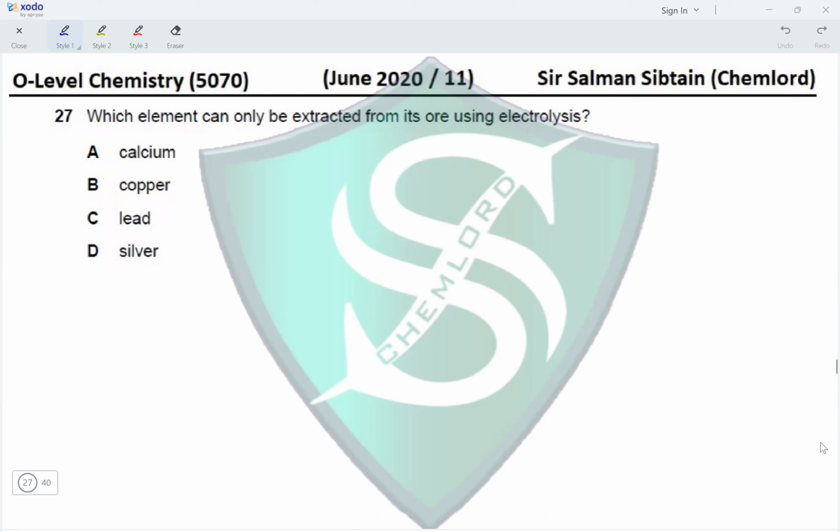So here we have calcium, which is a highly reactive metal. We've got copper, which is less reactive than hydrogen. We've got lead, which is more reactive than hydrogen, but less reactive than iron. And then we've got silver, which is less reactive than hydrogen. So the most reactive element here is calcium. So calcium will be extracted from its ore using electrolysis, making option A the correct option for this question.